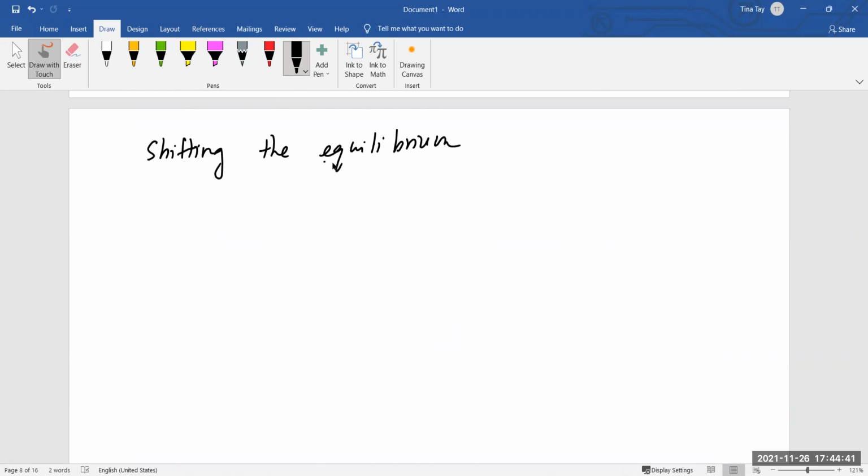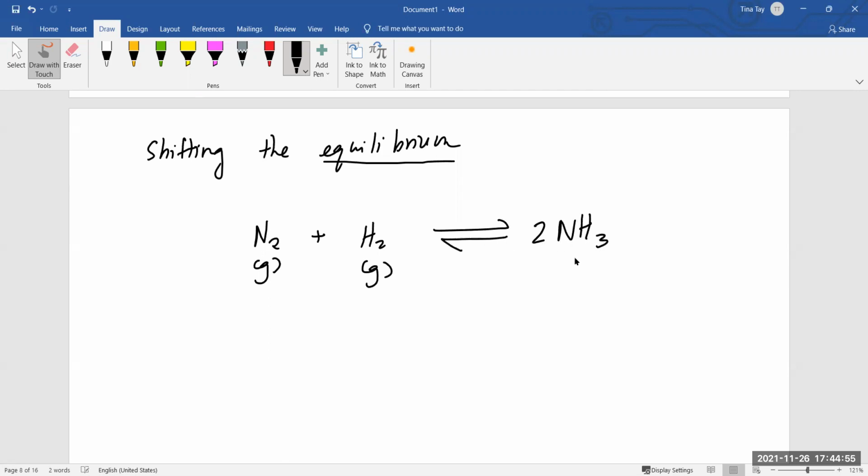Okay, shifting the equilibrium. Nitrogen is a gas. Hydrogen is a gas. They react together. Okay, this one you really must copy. You must copy because if not, you won't understand. They react together to form ammonia.